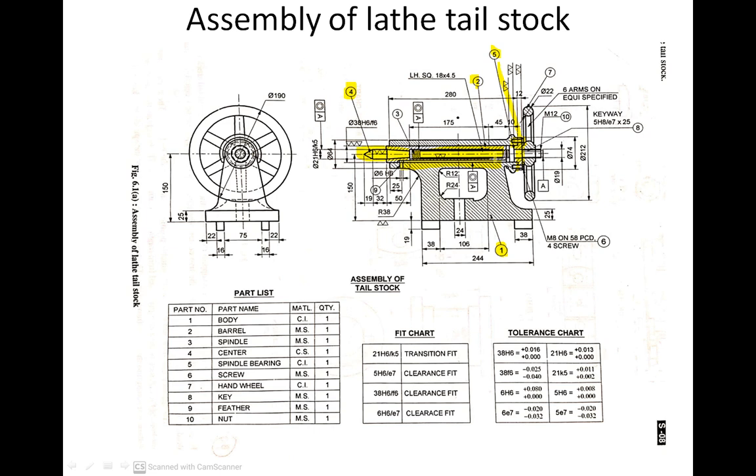Then next is screw. The next part is the screw, that is part number 6. These screws are used to fix the bearing to the body. Then next is the hand wheel. So this is part number 7. This is the hand wheel which is used to rotate the spindle.